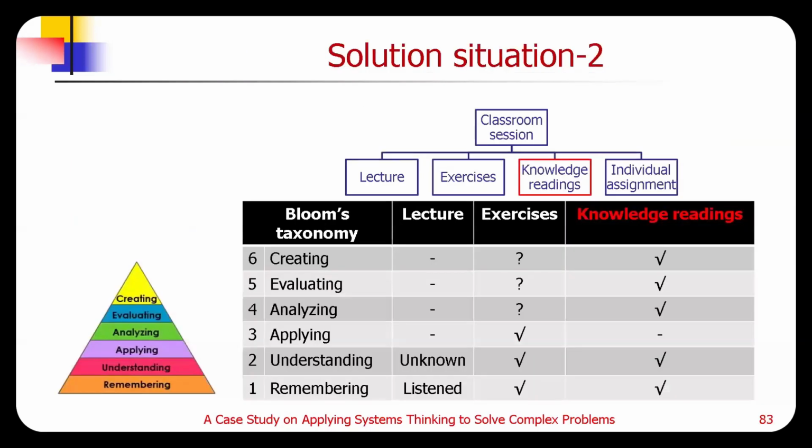So the situation with the knowledge readings helped very much with Bloom's taxonomy. You don't know from the lecture because there's no feedback. The exercises tell me whether the students are remembering, understanding, and applying, and the knowledge reading exercise tells me about all 6 levels of the updated Bloom's taxonomy.